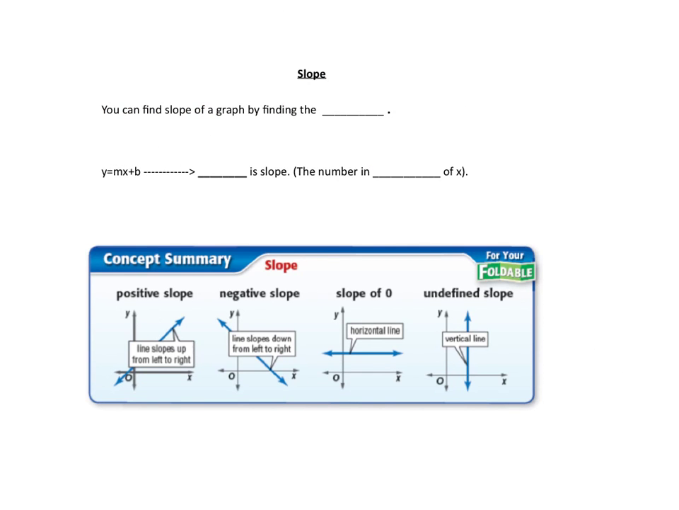Let's talk a little bit about slope. You can find slope of a graph by finding the rise over run, and we'll talk about what that means in a moment. You'll see the equation y equals mx plus b come up a lot in your math class. And here with this equation, m is represented by slope. This again is the number that is in front of the variable x.